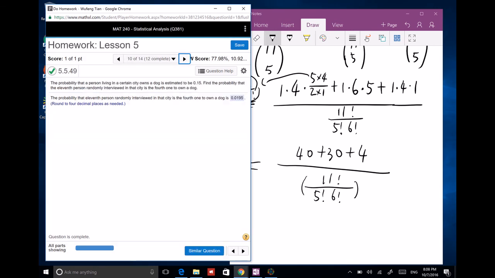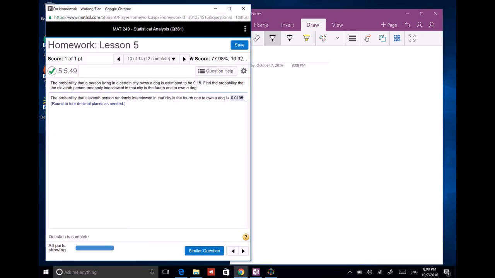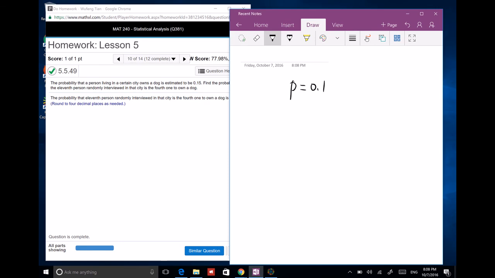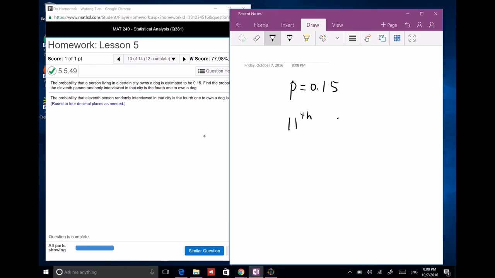Number 9. Or number 10. The probability that a person who lives in a certain city owns a dog is estimated. Its probability is 0.15. Find the probability that the 11th person randomly interviewed in the city is the 4th one to own a dog. So the 11th one is the 4th one. Okay, 11th person is the 11th sample. You can say person or sample. Is the 4th one who owns a dog.